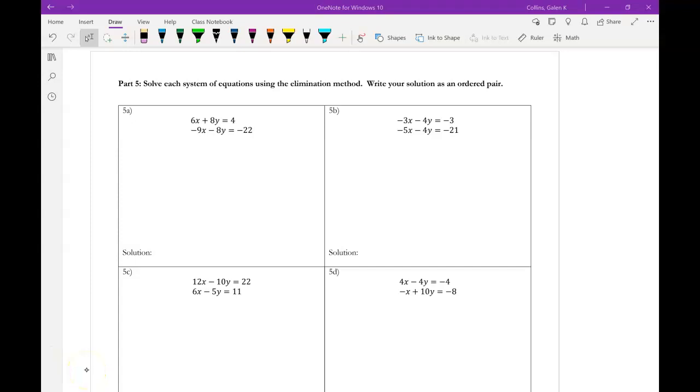In part 5, we're solving more systems algebraically, but this time using the elimination method. And again, we'll write our solution as an ordered pair.